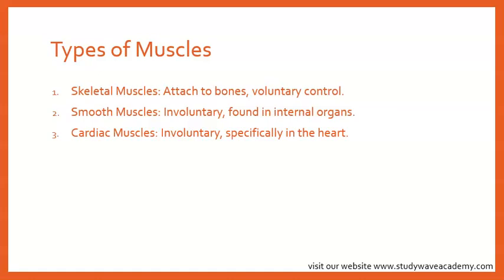So we're going to be looking at the types of muscles. There are three main types of muscles. One, skeletal muscles. Attached to bones, voluntary control. Skeletal muscles are attached to bones and help us move voluntarily. For example, when you kick a ball or raise your hand. Okay? Do we understand? Good.